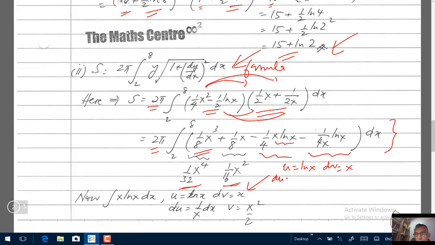So we have du is 1 over x dx, and then I have v is a half x squared. So we are using uv minus integral of v du, so you'll get a half x squared ln x minus the integral of a half x squared. What's du? 1 over x dx.